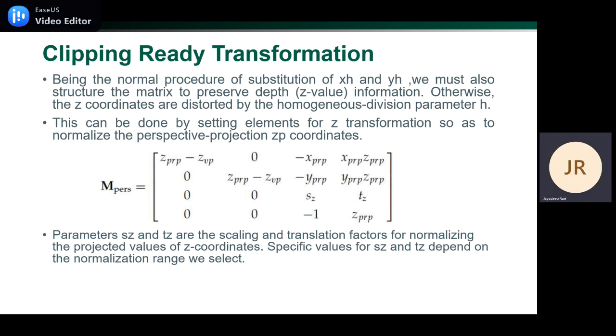Besides the normal substitution of xh and yh, we must also structure the matrix to preserve depth information. Otherwise, the z coordinate is distorted by the homogeneous division parameter h. This can be done by setting the elements for the z transformation so as to normalize the perspective projection. Here M_pers stands for the perspective projection matrix. In this matrix, we have two unknown terms, Sz and Tz. Those are the scaling and translation factors for normalizing the projected z coordinate values. Sz and Tz depend on the range of normalization which we select.